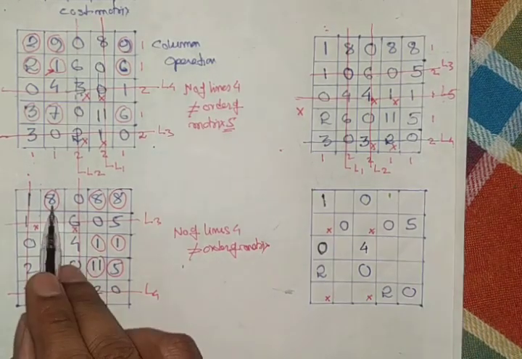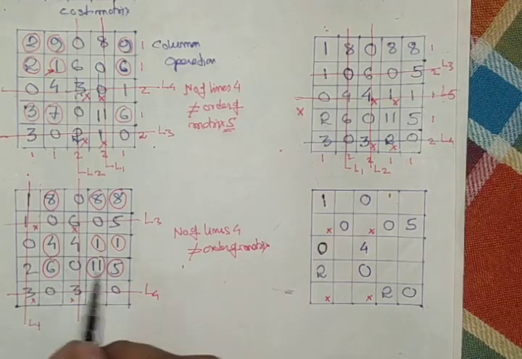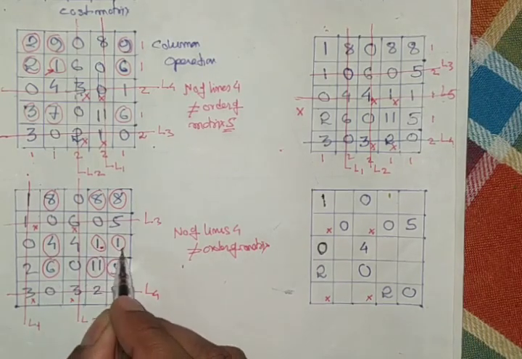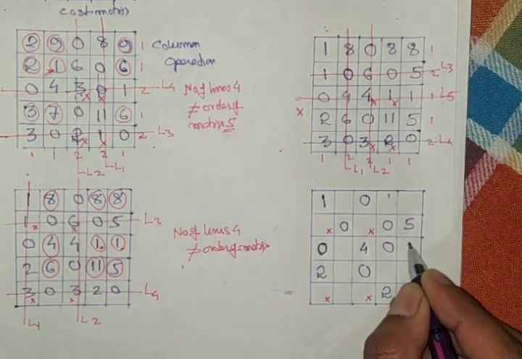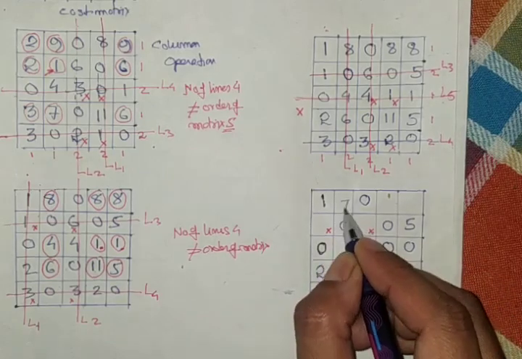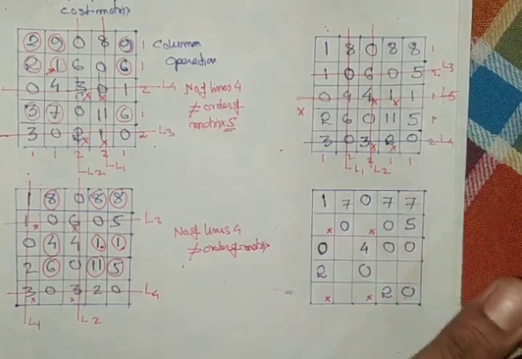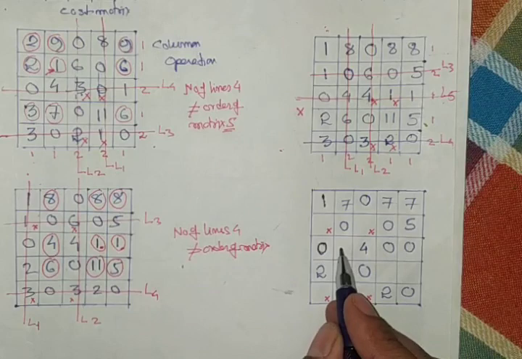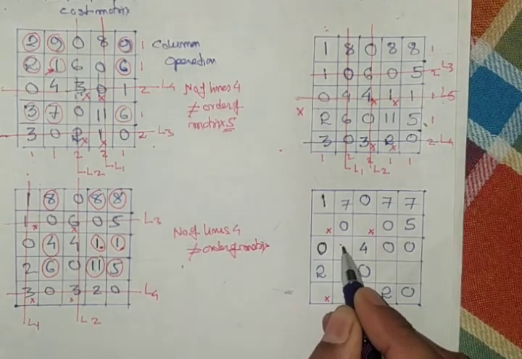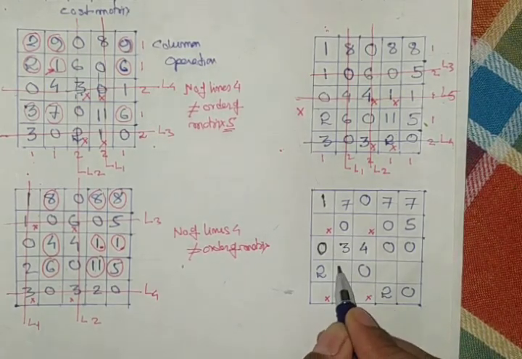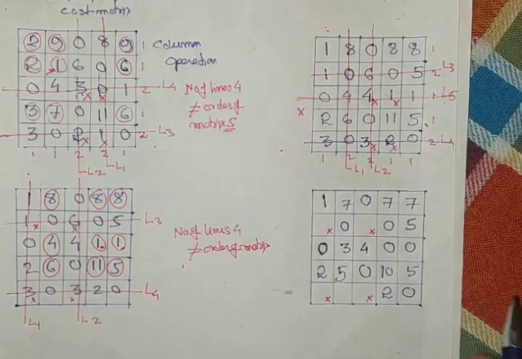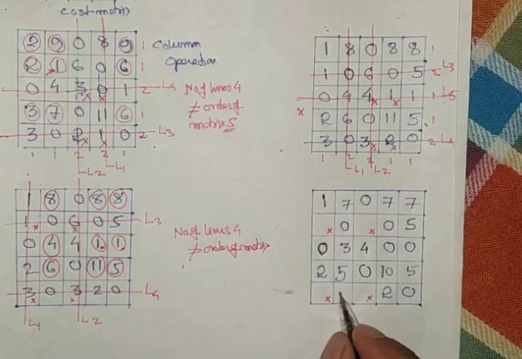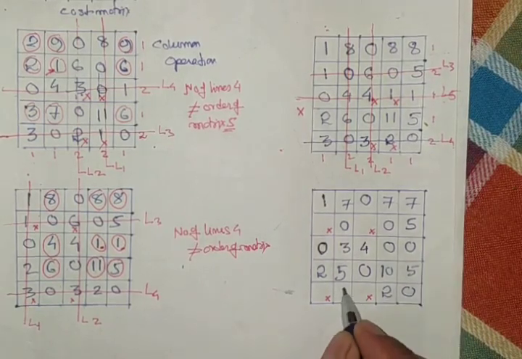So among those uncovered elements, 1 is the smallest one. So if you subtract 1 from all other elements, this becomes 0. This became 7, this is also 7, this one also 7. And this became 3, this became 5, this became 10, this one also 5. This is also 0, this is also 0.